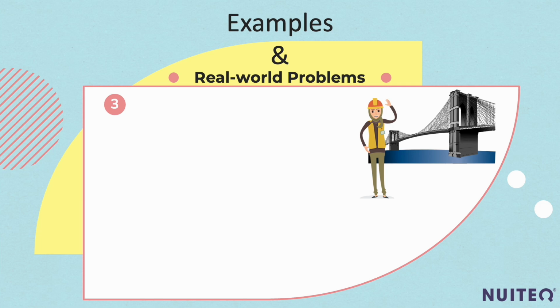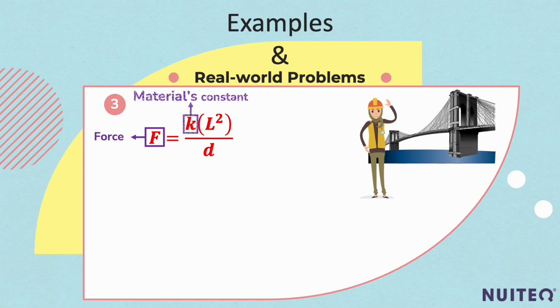For instance, let's consider the expression F equals K times L squared divided by D, where F represents the force exerted on the bridge, K is a constant based on the materials used, L is the length of the bridge, and D is the depth of the supporting beams. In this scenario, the engineers want to determine the most cost-effective way to design the bridge while ensuring it can support the required weight. They can rewrite the expression in an equivalent form to solve for different variables, depending on the information they have and the constraints they need to meet.